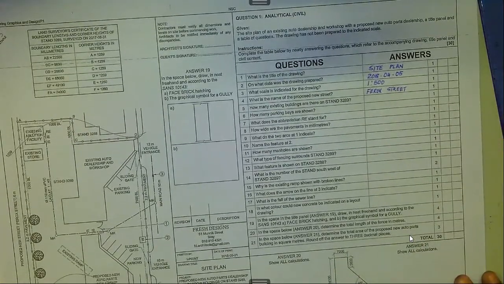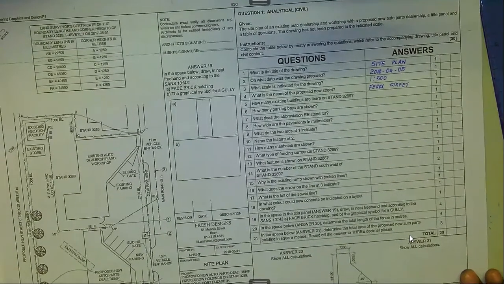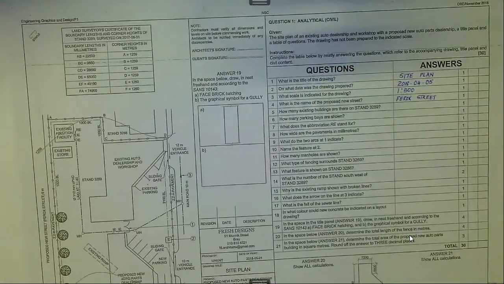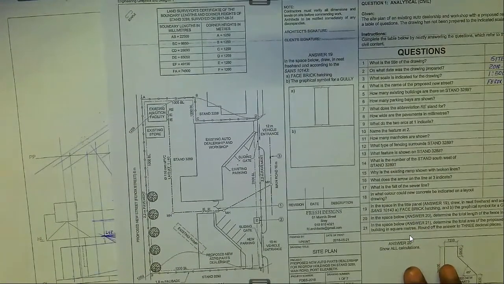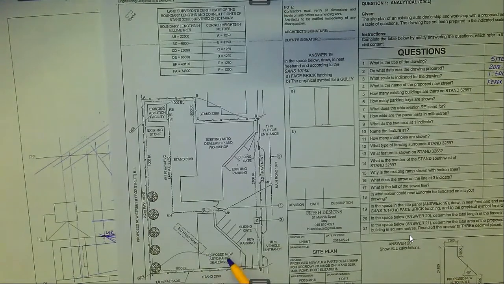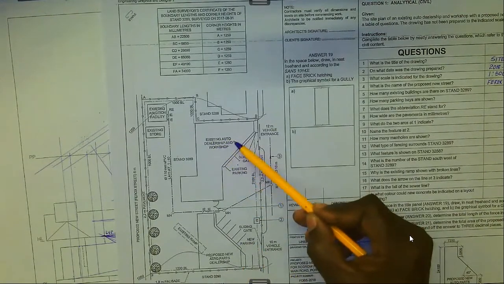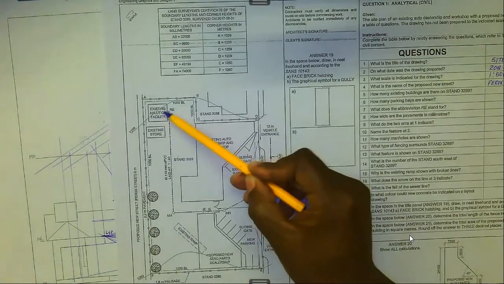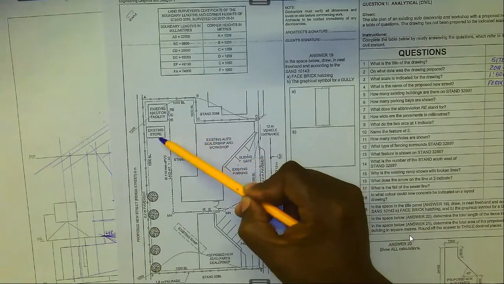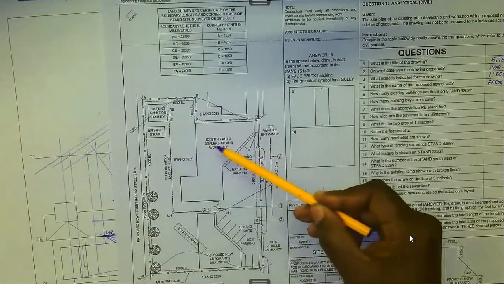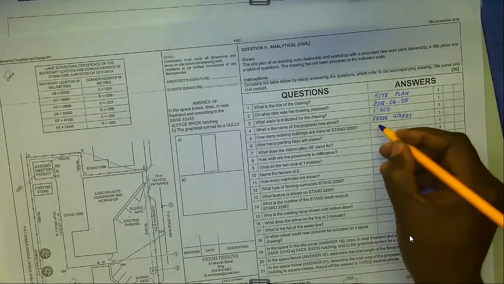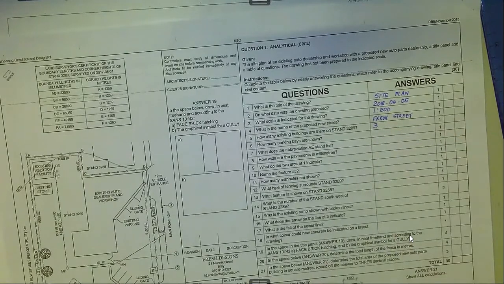How many existing buildings are there on the stand? Boys and girls, you need to check critically. Look at all the information that is there. We have got this one is a proposed new auto parts dealership. We have got existing auto parts dealership and existing ablution facility, existing store. These are the structures which are there. So it's 1, 2, and 3. Then you come here, you indicate nicely 3.